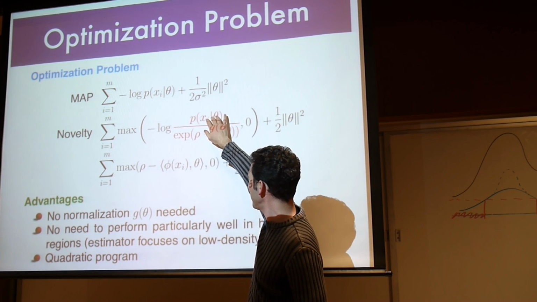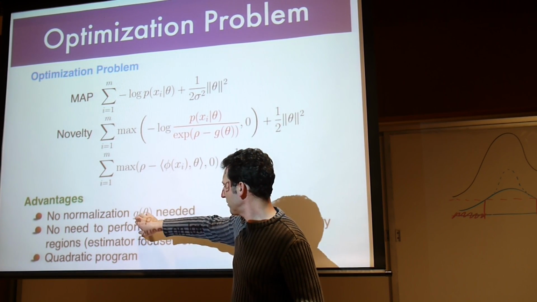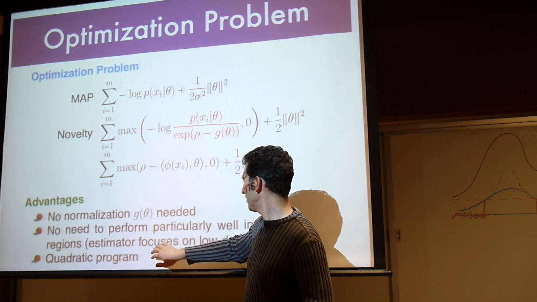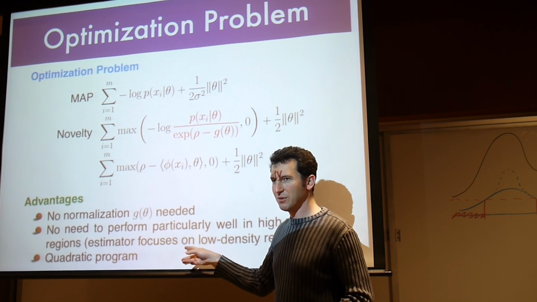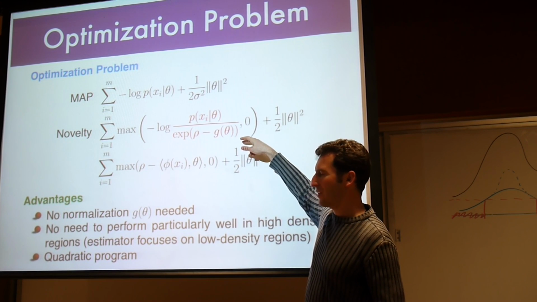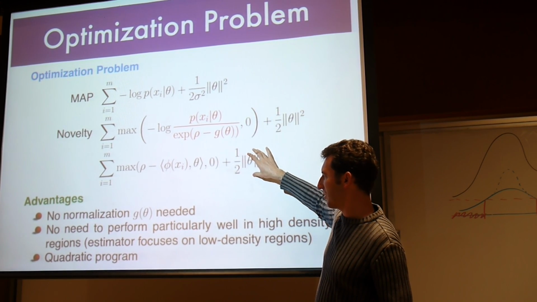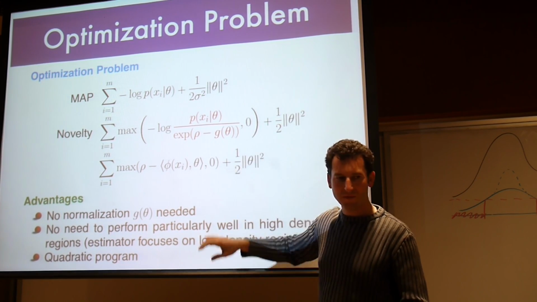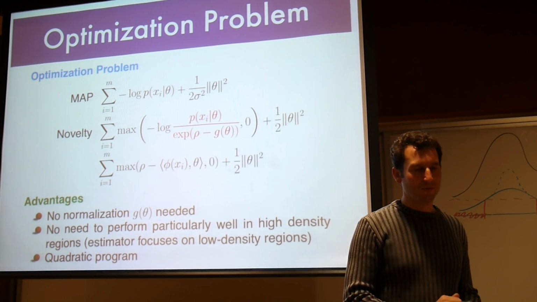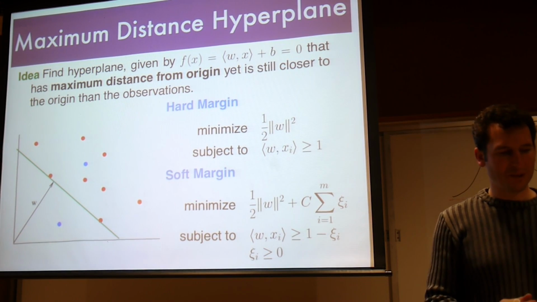So for exponential family, this is what comes out of it. Now we don't have to normalize with g of theta anymore, and we don't really need to do particularly well in high density regions, and what we had before as a possibly rather unpleasant convex program now becomes a quadratic program. Okay. So here's the optimization problem that you get.